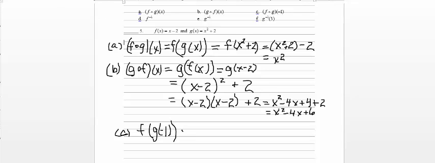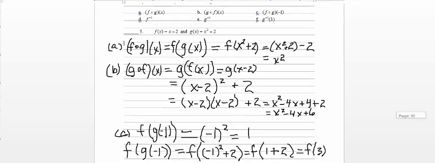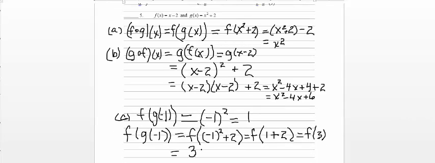Let's now find f of g of minus 1. Well, that is going to really involve just squaring negative 1, which gives me 1. Or we could do it the long way. Notice we were using part A to do it the quickest way. To do method 1, we were using part A.